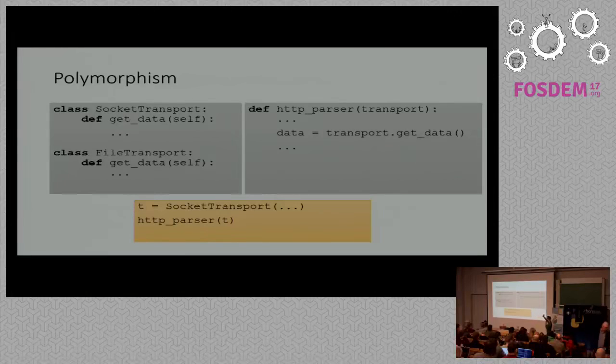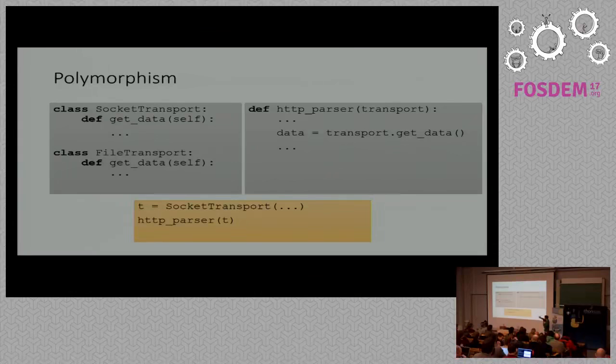So on the left side we have two transport objects, a socket transport and a file transport, and both of them implement a method getData. And then on the right side, our HTTP parser takes a transport object as input, and it calls the method getData of that transport object. So that means for the HTTP parser that it does not have to care about which underlying transport it is.